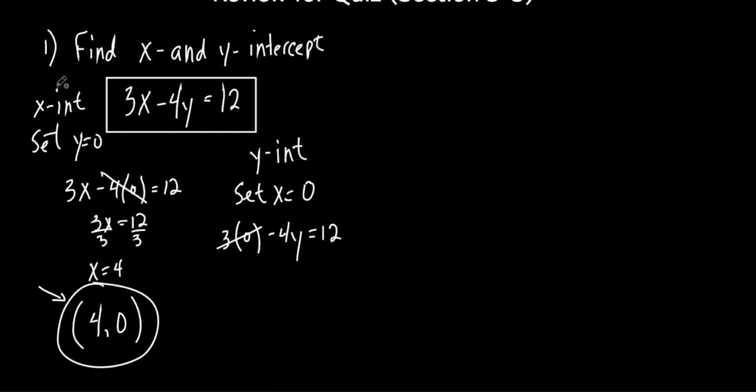Well, when I find the x-intercept, I set y equal to 0. When I find the y-intercept, I set the x equal to 0, okay? So you set the opposite one to 0, whatever you're solving for, okay? Now, what do I do here? Well, let's just write it down so we see it nice and neat.